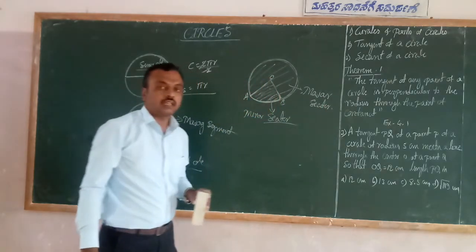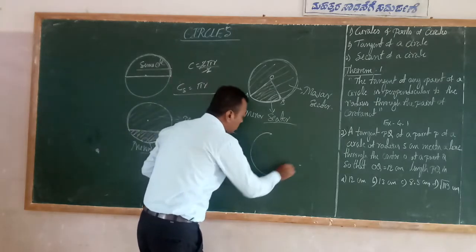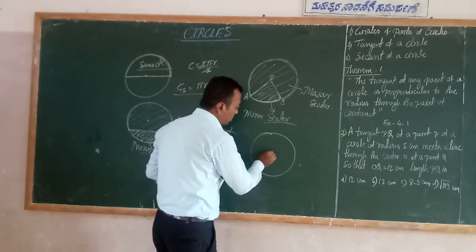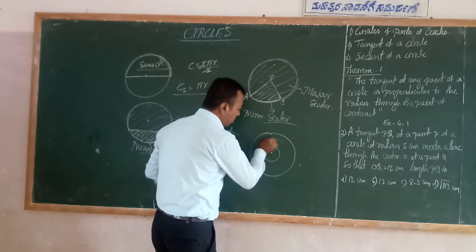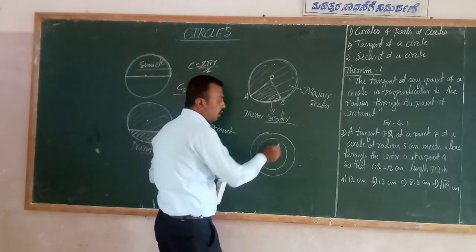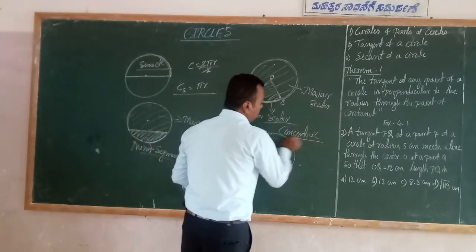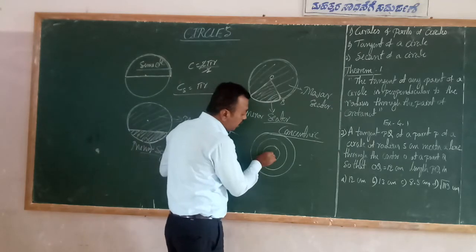What do you mean by the sector of a circle and the segment of a circle? And the last one. So this is a circle and this is the center. This is also a circle. This is also a circle. See, this type of circles is called concentric circles. What do you mean by concentric circles? Concentric circles means circles having the same center.